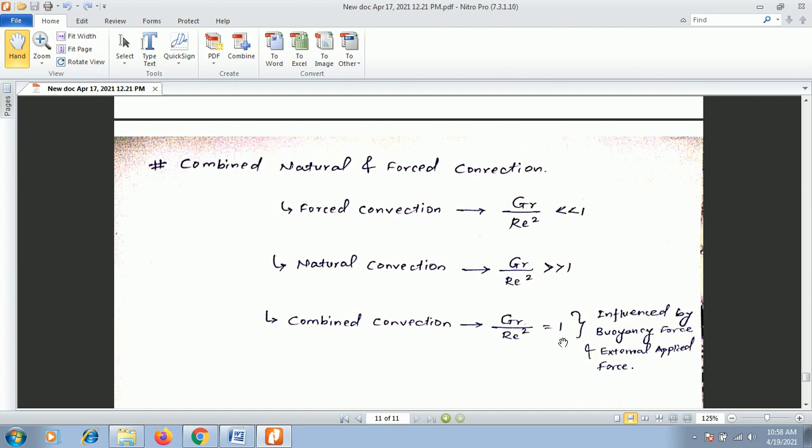So these two concepts are very important while solving the problem. Other than this, you have the Nusselt relation, in the case of forced convection as well as in the case of natural convection. From that you need to find the value of h, and after finding the value of h, you need to find the value of Q, where Q equals h A times Ts minus Tf.